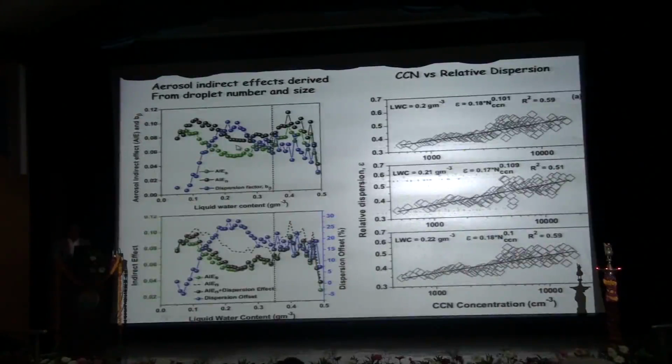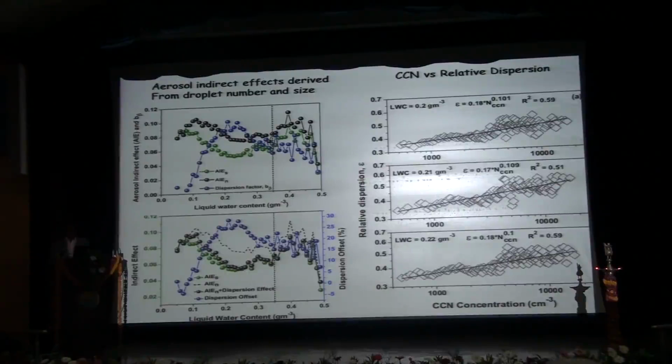If you try to estimate the indirect effect through either the droplet number concentration or how the droplet size is reduced, we were seeing a large difference in different liquid water content of clouds. So we tried to see what could be the possible reason. An increase in CCN not only increases the droplet number concentration, it can also alter the droplet size distribution. The relative dispersion is a parameter coming from the droplet size distribution shape. I will show that subsequently.